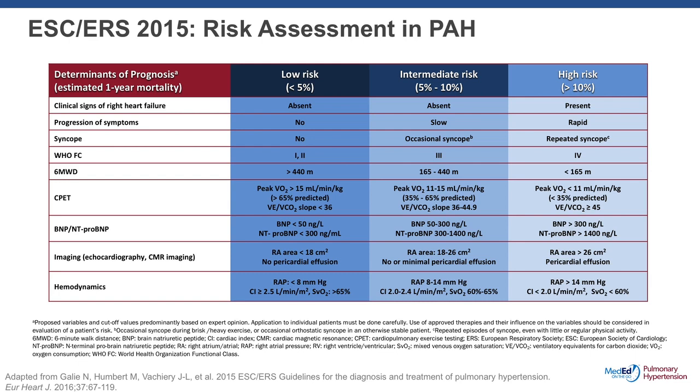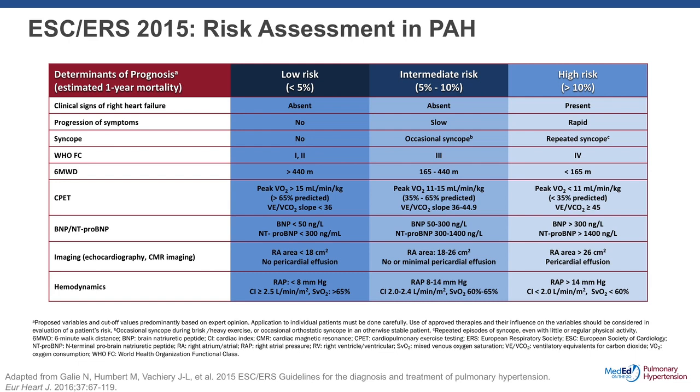There are other ways to assess risk, and this is the table that is very famous now from the 2015 ESC and ERS risk assessment in pulmonary arterial hypertension from those guidelines. This table looks at a number of determinants of prognosis that we have looked at for many, many years, mostly on observational data, and it gives some cutoff values that portend a lower risk, what they anticipated to be a less than 5% 1-year mortality, an intermediate risk, which they projected to be a 5 to 10% mortality, and a high risk, which they projected to be greater than 10% mortality.